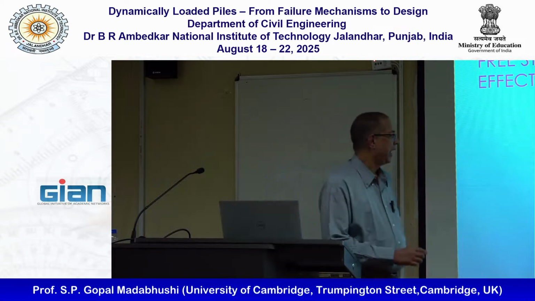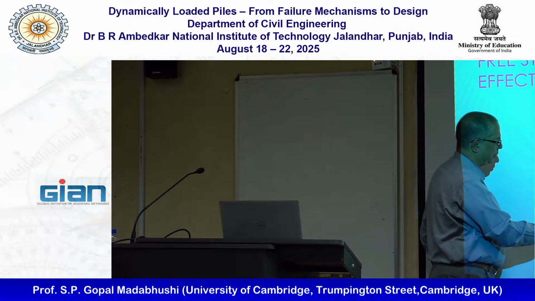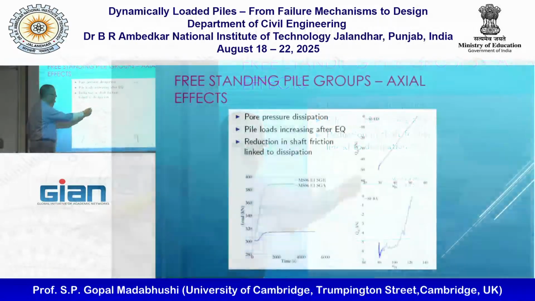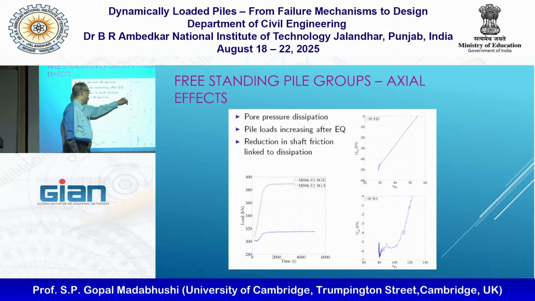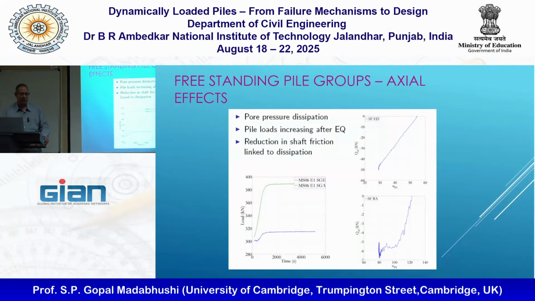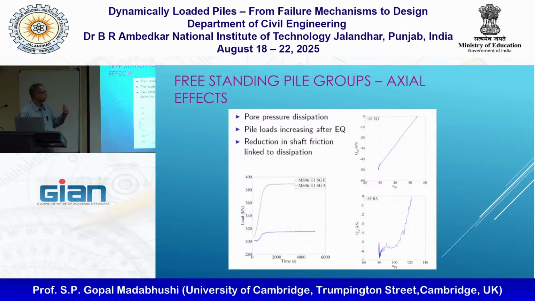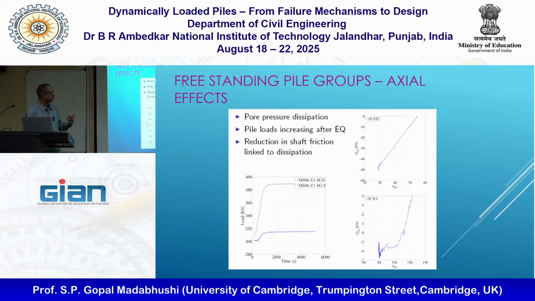And as the pore pressure is dissipating post earthquake, we can see these loads are picking up. We can also convert this into the QE, the end bearing and the shaft capacities directly because we know the area of the pipe. So clearly during shaking, we lose shaft friction, and as you dissipate the pore pressure, whether the shaft friction comes back or not is the thing we are looking at here.